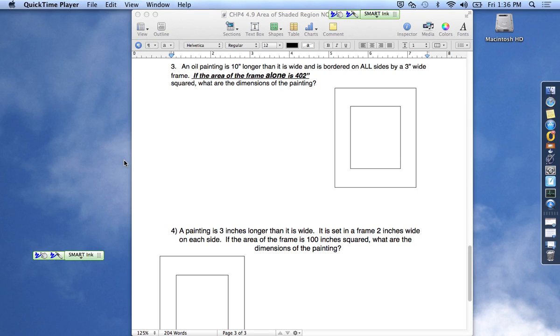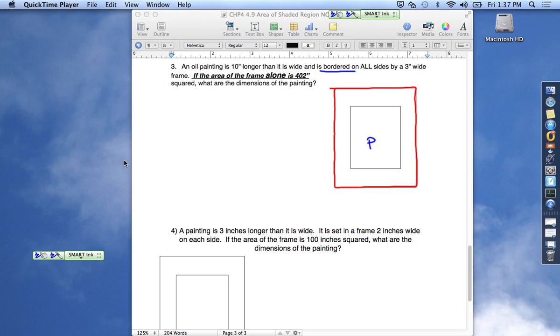This is an area problem, a border problem, and I have a painting. Let's assume the painting's on the inside. I have a painting that's bordered on all sides by a frame, and we will assume that the frame is right here in red on the outside.